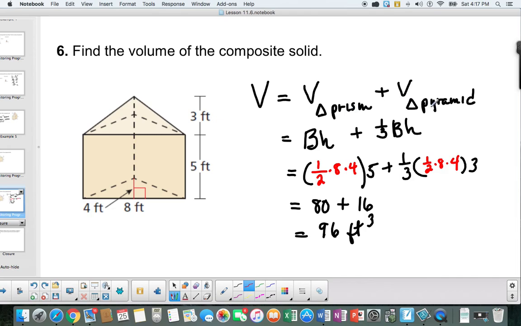Both the prism and pyramid had the same base, which was a triangle. So as long as you find the area of that triangle, you should be able to get through the problem.